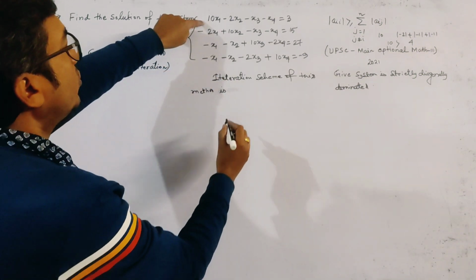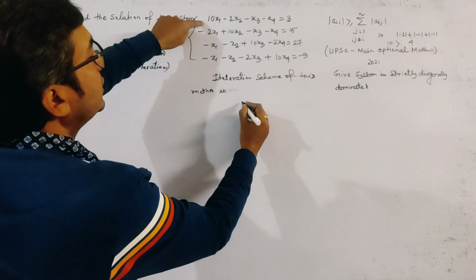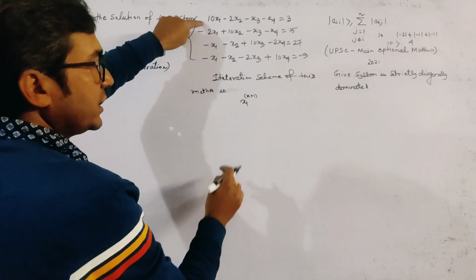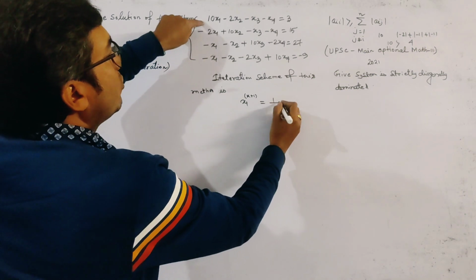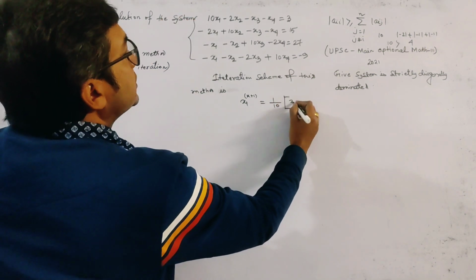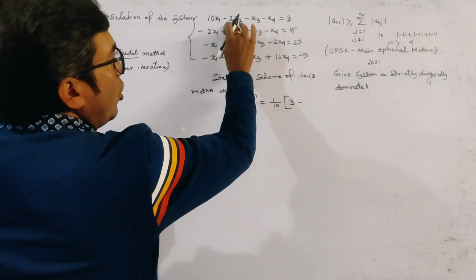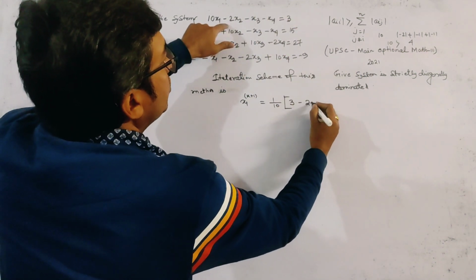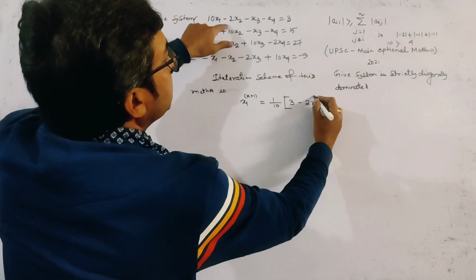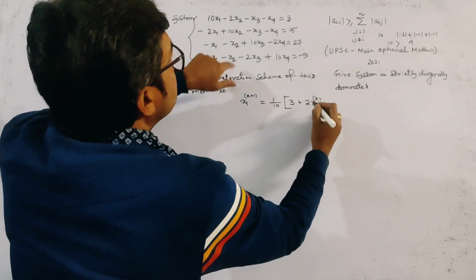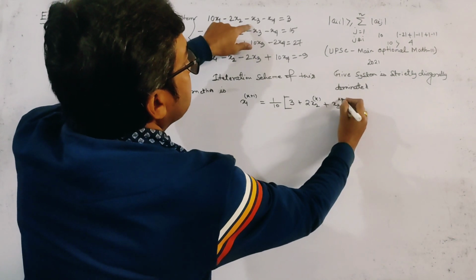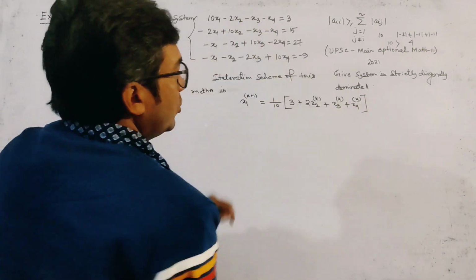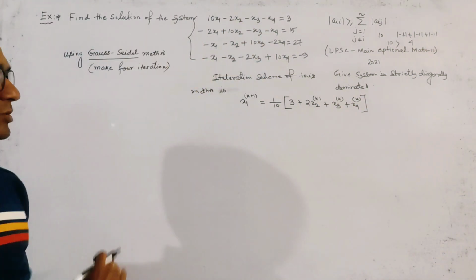From the first equation we find the value of x1 at the k plus 1 iteration. x1 (k+1) is given by 1 by 10 into 3 minus, we take all the other terms on the right side, so this is 2 x2 at the kth iteration, plus x3, also at the kth iteration, plus x4, also at the kth iteration. Okay, this is the iteration scheme for the first equation.